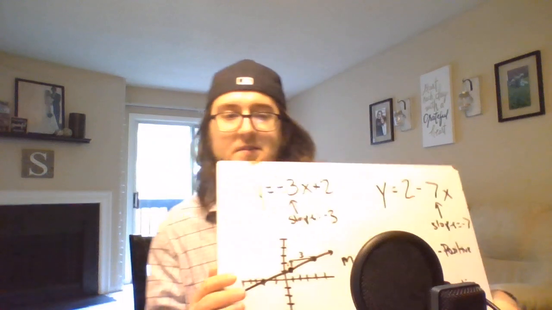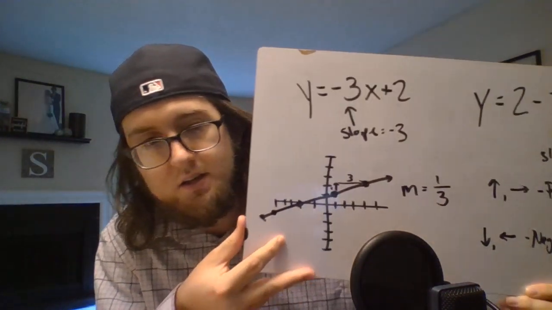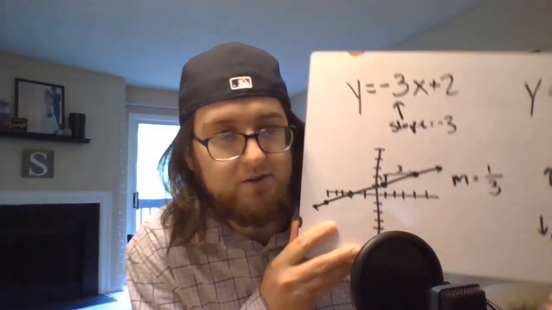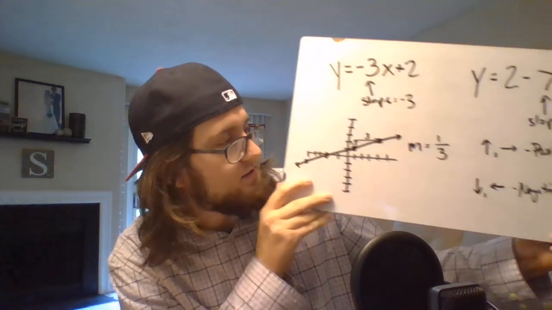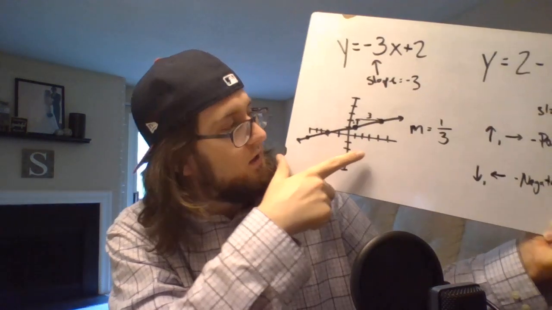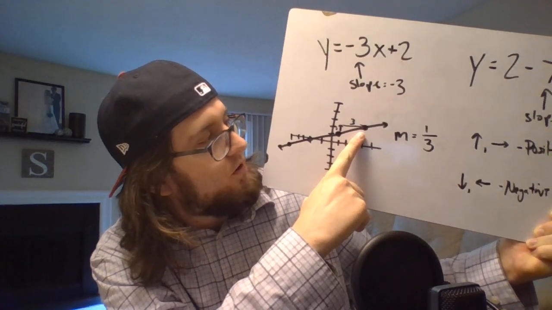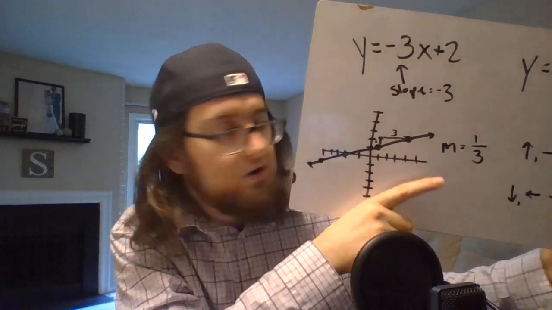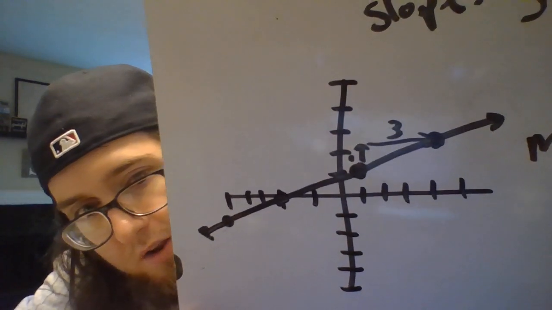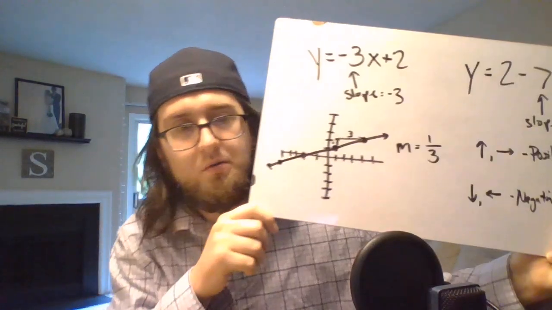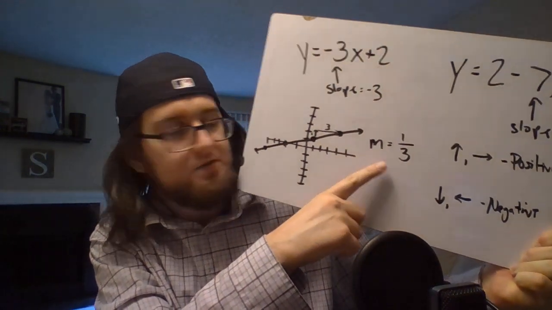If we're given a line like this, you can automatically look at it and see that it's increasing from left to right, so it has to be positive. But also, you can find a point. So I focused on this point, 1, 1, and this point, 4, 2. And I did rise over run, and I saw I went up 1 and right 3. Can you see that? Up 1, right 3. So rise over run, up 1 is positive 1, right 3 is positive 3, slope is 1/3.